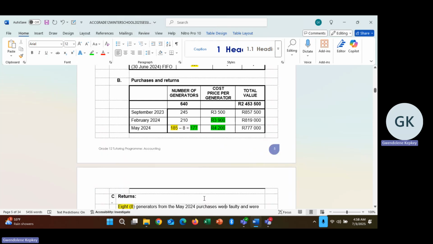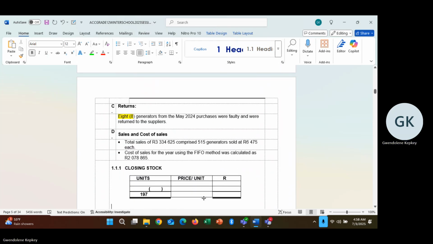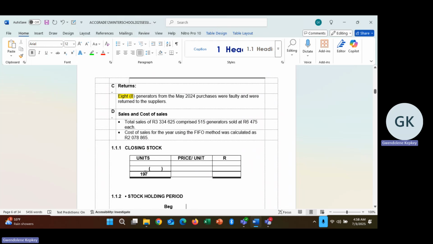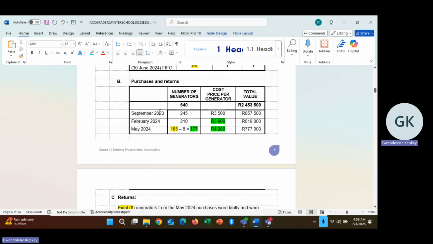So let's go down and do our calculation. So 1.1.1, do you see what ma'am has done? I have highlighted the 197 items that I have left at the end of the financial year. Now, I said I make that my center point. Now I need to move to what items I have left for the month of May, because that's the last month. Let me go back. That's the last month that I have purchased. Do you recall that Mama said we only have 177 left?